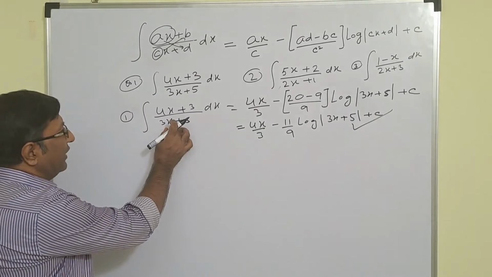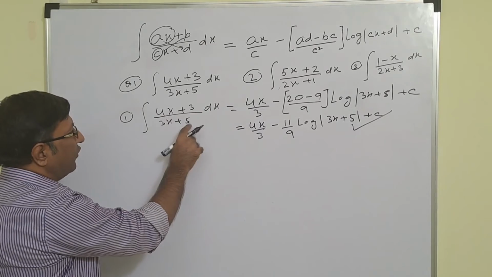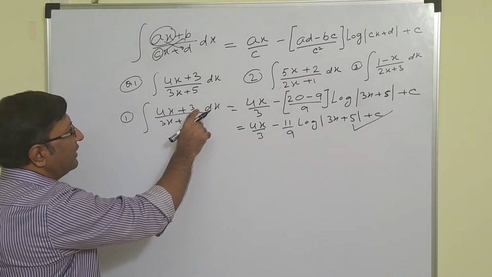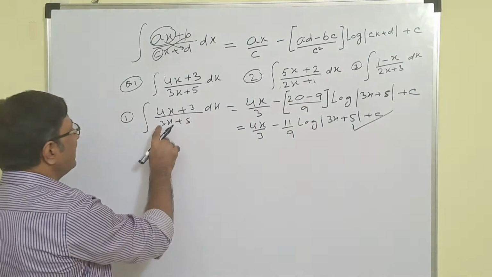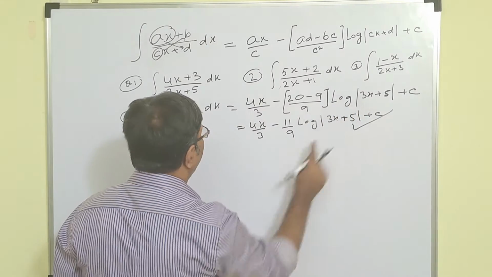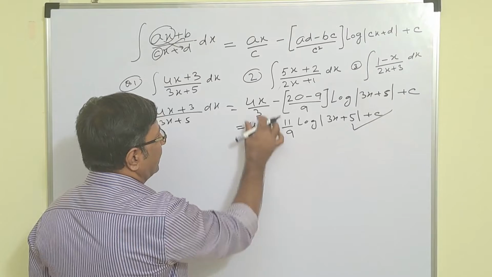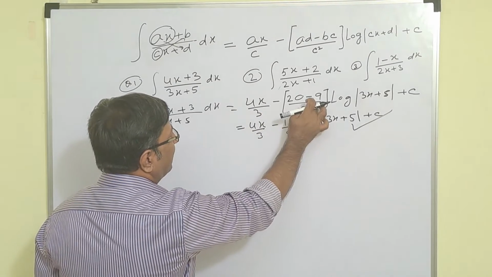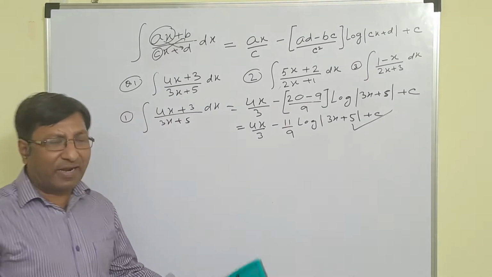Remember, ax, that is 4x, divided by the coefficient of x, that is 3, minus AD minus BC, 4 fives are 20 minus 3 threes are 9, so 20 minus 9, divided by c square. C is 3, so that is 3 square, 9, into log of the denominator, that is 3x plus 5. Now simplify this: 4x by 3, 20 minus 9 that is 11 by 9 log of 3x plus 5 plus c is the right answer.